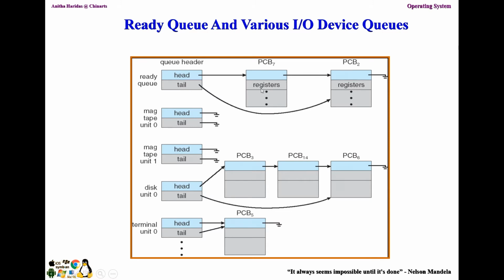Now if you observe here, I have process control block 7, which is the first process control block. So head is pointing to this, and process control block 2, that means the second process in the process control block. Now the tail pointer is pointing to the last process control block. And you can see here, since it is a singly linked list, each process control block has a pointer field. This is a pointer field pointing to the next process control block in the ready queue. This is a pointer field in the process control block which is pointing to the next process control block in the ready queue.